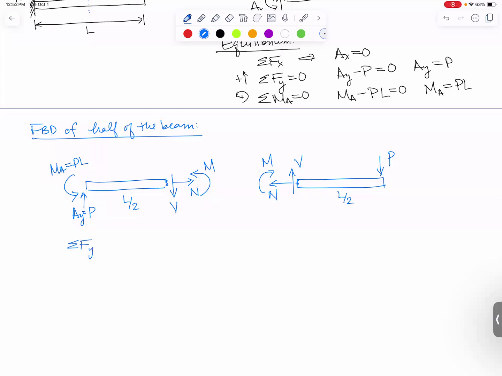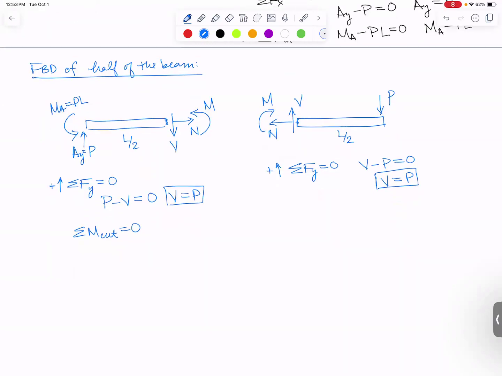Here, I'm going to sum forces in the Y direction equals 0, P minus V equals 0. So my shear force is equal to P. If I did the same thing on the other diagram, summing force in the Y direction equals 0, we would have V minus P equals 0. So we again get V equals P.